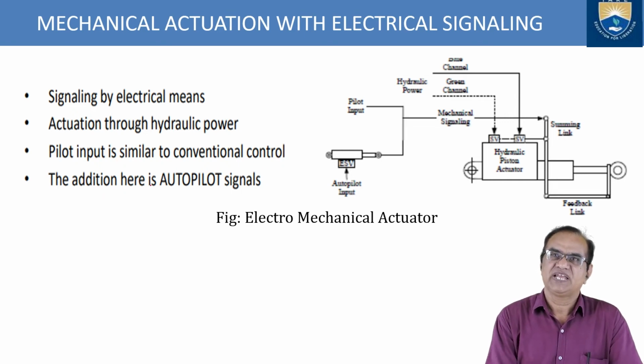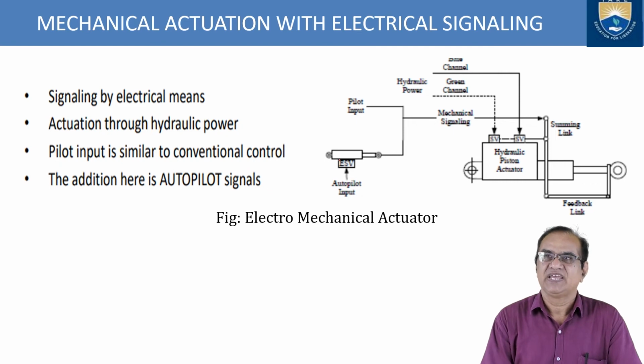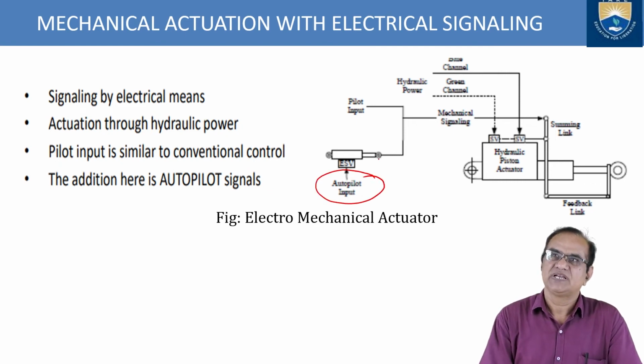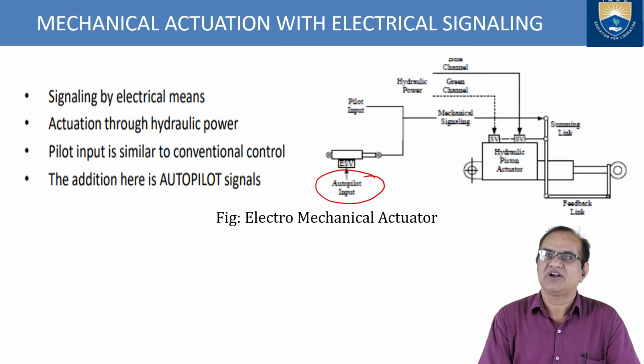The addition here is the autopilot signal. Here we are putting in the autopilot signal. This is the new thing. Previously it was only the pilot, but now the autopilot is also there. So the pilot can select whether he or she wants to fly, or can give the input to the computer. It will select the computer and the computer will act accordingly.